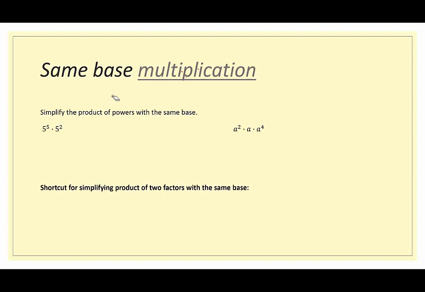First up, we have same base multiplication. We're going to talk about why the shortcut or the property works, and then we're going to actually identify what the property is. So with same base multiplication, let's see if we can figure out how to go from 5 to the 5th times 5 squared to the final result where it's just 5 raised to 1 power.